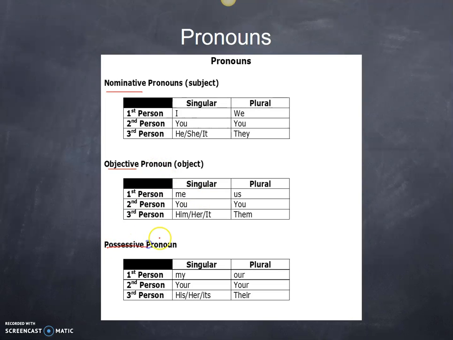Now, we also have possessive pronouns. Once again, in our previous lesson, we learned that possessive shows ownership. It shows that somebody owns something. So if the pronoun is showing ownership, we have to use special pronouns. For example, my, your, his car, her car. Okay, plural, our class, your class, their class.